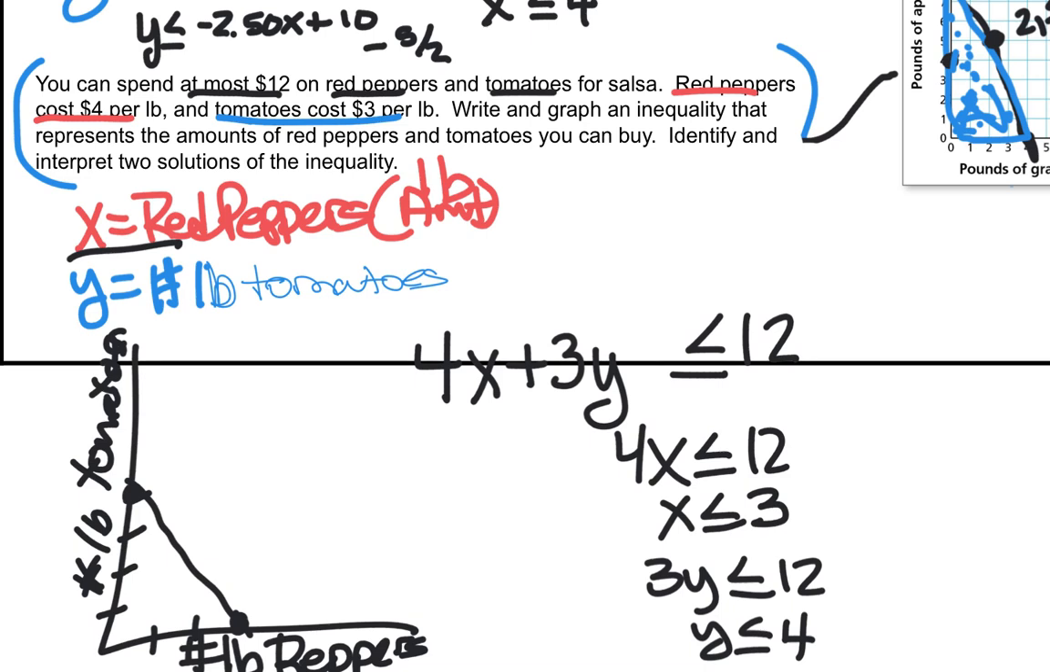And it said it's all less than, so everything in here would be a solution. So I could buy a pound of red peppers and a pound of tomatoes. I could buy 1, 2, 1, 3. You could do 2 pounds of peppers and 1 pound of tomatoes. Okay.